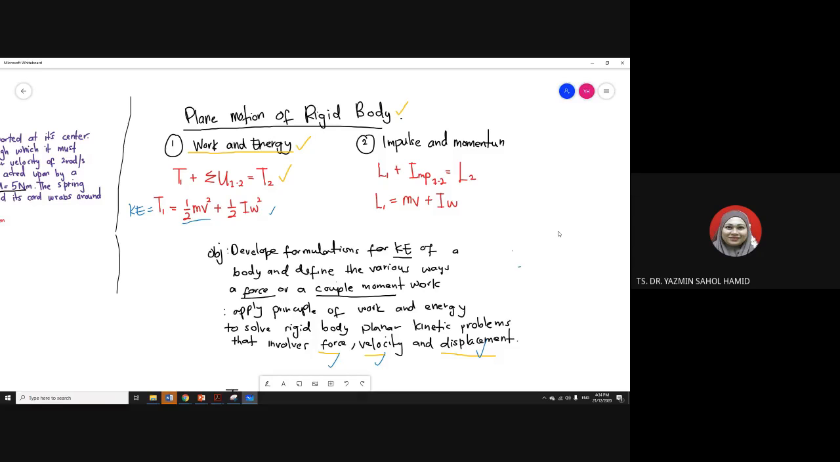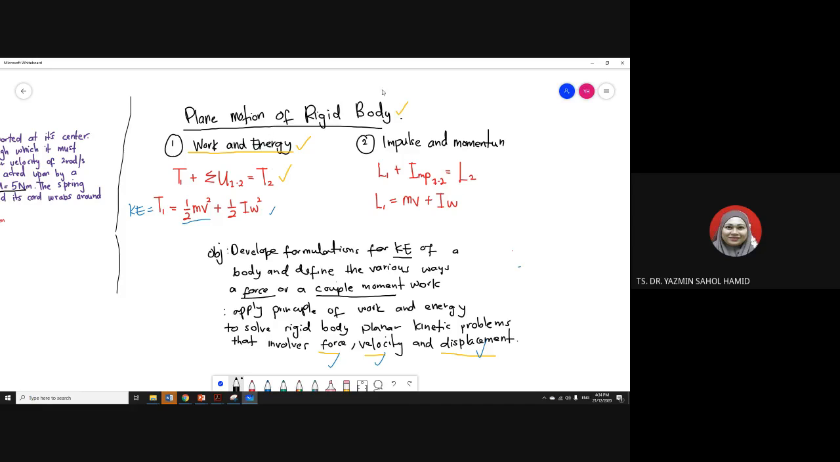Okay, so welcome students to class. For today's class, we're going to talk about plane motion of rigid body. For plane motion of rigid body, you need to understand there are two methods here. Method one is work and energy method. Method two is impulse and momentum. I'm sure everybody is familiar with the principle of work and energy and the principle of impulse and momentum. You have learned it when we did particles.